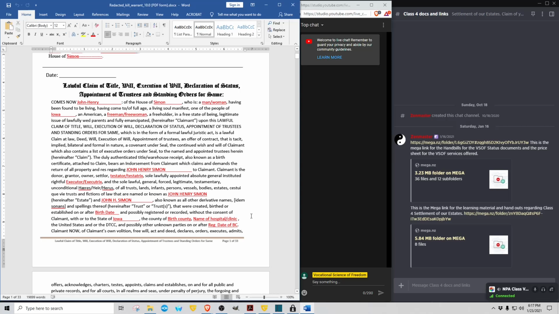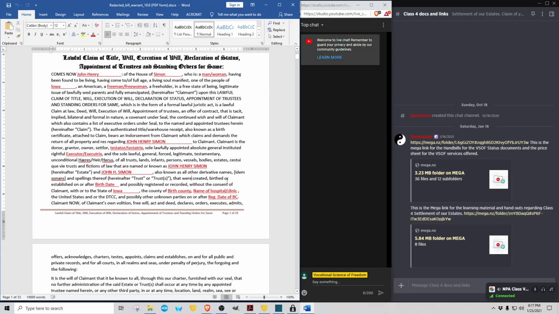with or to the state of, and then whatever the birth date was that you were born in, the county of, whatever that is, and the name of hospital, whatever, comma, the United States and or the DTCC, that's the Depository Trust and Clearing Company, and possibly other unknown parties on or after, and then the registration date of the BC, which is on the BC with the date that it was registered. Period.